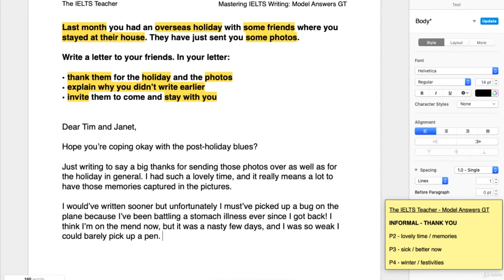But again, you can omit that. It's perfectly fine. It's often the way with the word "that" that it can be omitted and it still makes sense. I was so weak I could barely pick up a pen.